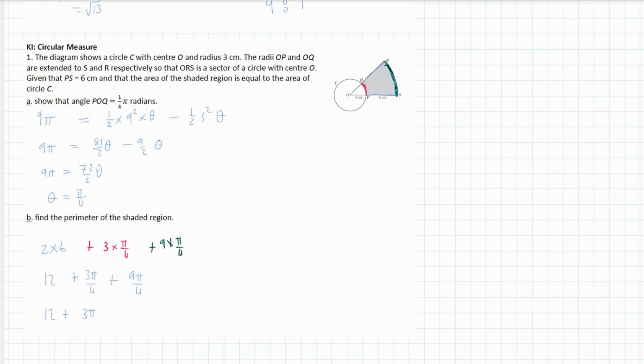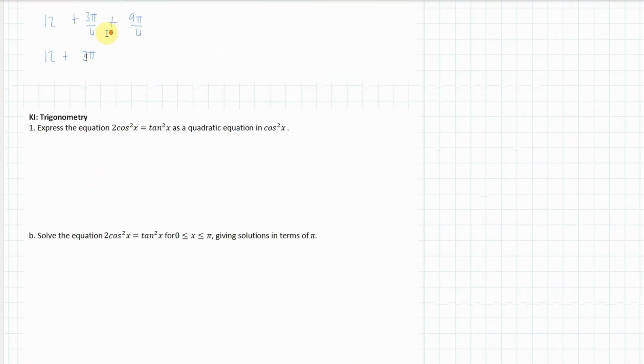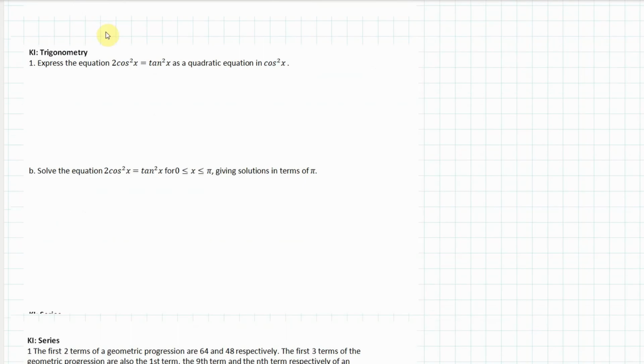And that's it. Okay, now we've got a trigonometry question. We have to express the equation as a quadratic equation in cosine squared x. So my first line is going to write 2 cosine squared x equals sine squared x over cosine squared x. So we get 2 cosine to the power of 4 x equals sine squared x. Now I'm going to change my sine squared x into 1 minus cosine squared x. And then I'm going to bring everything across to one side. So I get 2 cosine to the power of 4 x plus cosine squared x minus 1 equals 0.